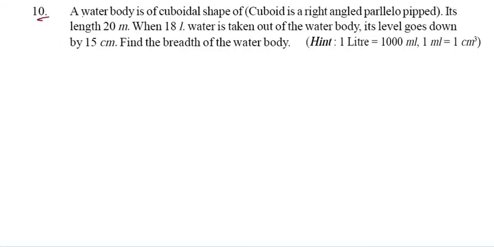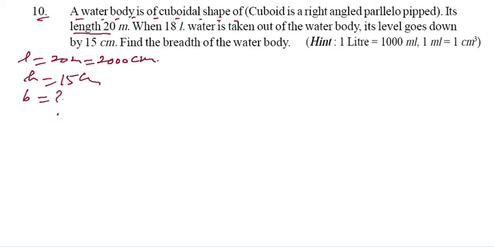Question number 10. A water body of cuboidal shape, that is, length is 20 meters. So you have to write the length L is equal to 20 meter. Change into centimeter, that is 20 multiplied by 100, it is changed into centimeter. And now H is given as 15 centimeter. Let B, we have to find.